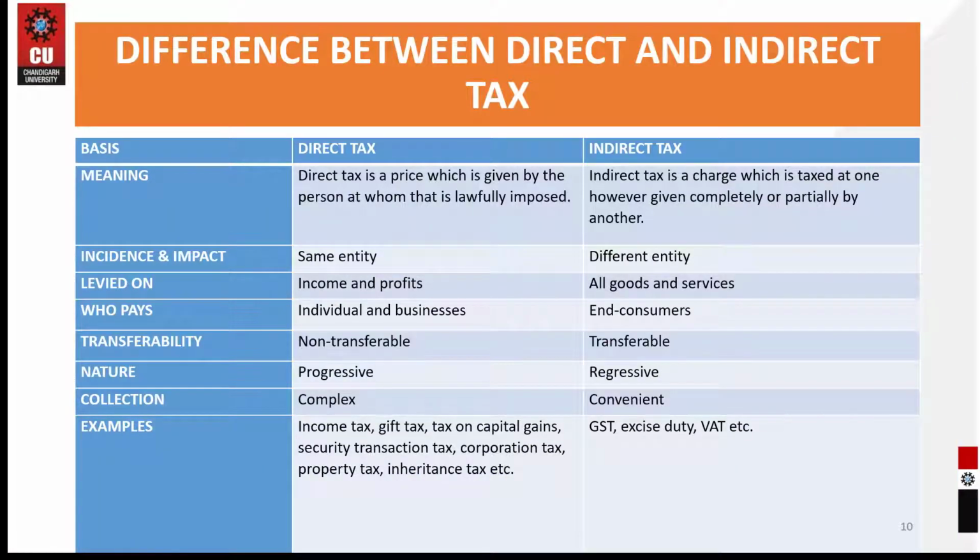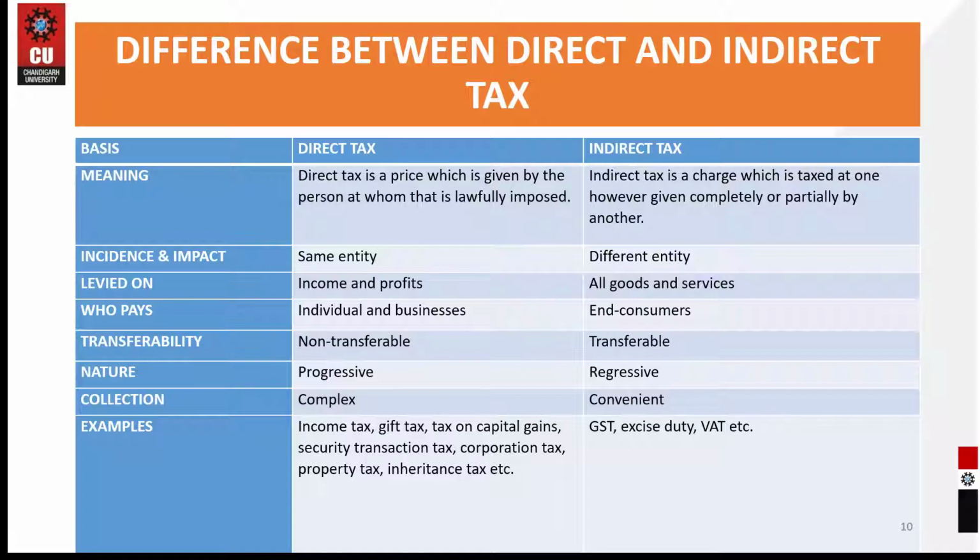Now moving further, we will see the difference between direct tax and indirect tax. First of all, we will differentiate between them on the basis of meaning. Direct tax is a price which is paid by the person on whom it is legally imposed. And indirect tax is a charge which is taxed on one person, however paid completely or partially by another. So this is the meaning of direct tax and indirect tax.